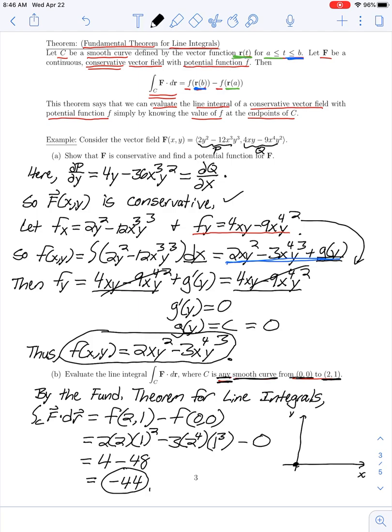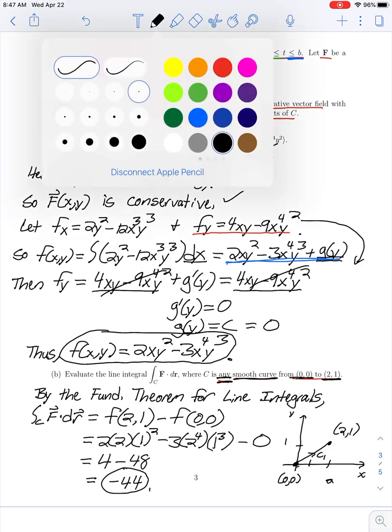If we have the point 0, 0 and the point 2, 1 in the plane, it doesn't matter what shape of curve we have. So one possible curve might be the line segment that connects those points. We could call that curve C1. And the value of the line integral along this curve would be negative 44.